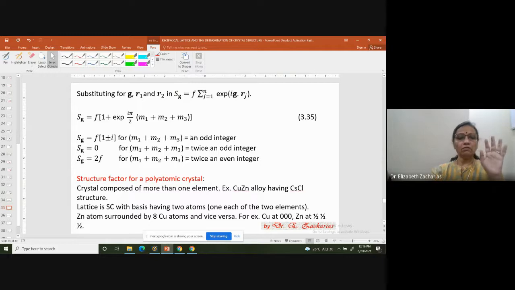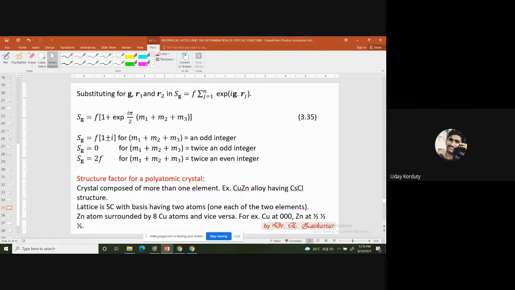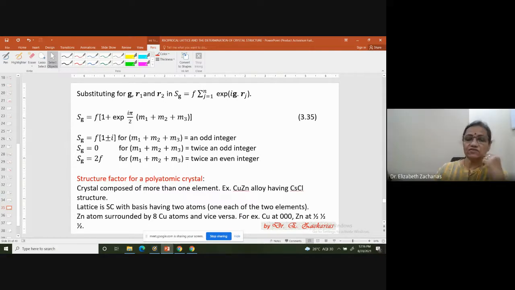Now, till now we talked about monoatomic. Now let us go to polyatomic crystal. What is the meaning of polyatomic? Anyone? More than one type of atom. Like for example, NaCl, cesium chloride, copper zinc. These are all alloys and they are all having more than one type of atom. So let us take for our example copper zinc, an alloy of copper and zinc. And if you see the structure, it is going to have the cesium chloride structure.